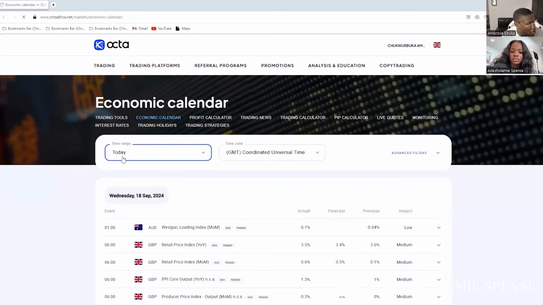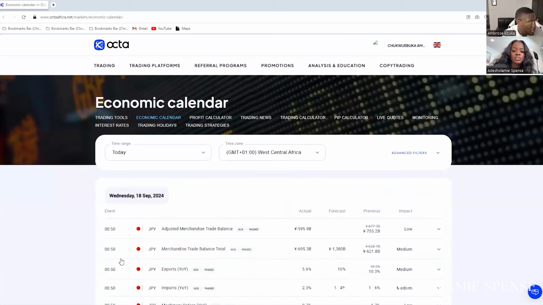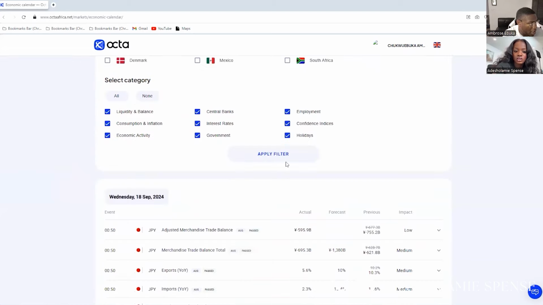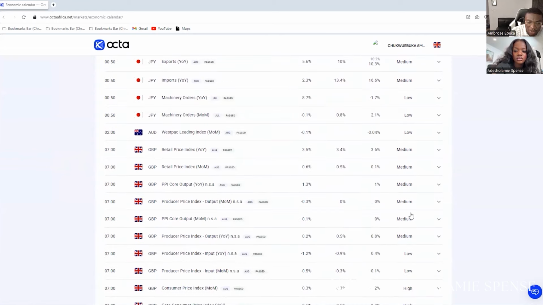The first thing you want to do is identify your time zone so that you don't miss the timing of the report. If you're in Nigeria, that's West Central Africa, West African time. Then come down to advanced filters. If you're a beginner trader, make sure all these boxes are checked, and click on apply. Now we have low, medium, and high impact news.